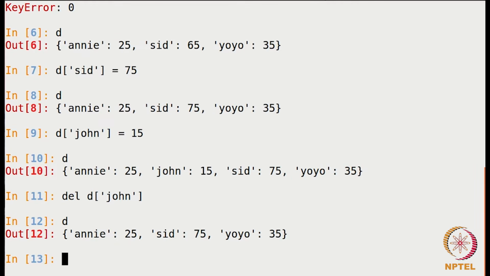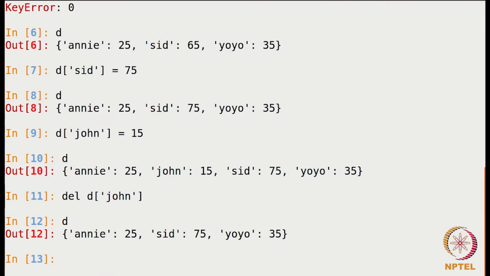Similarly, if you want to remove all the elements from the dictionary, you can also do that by using a simple function, that is d.clear. What this function will do is remove all the elements from the dictionary, but the dictionary will stay. So you can add more elements later. I will not use it because I do want this dictionary as of now.